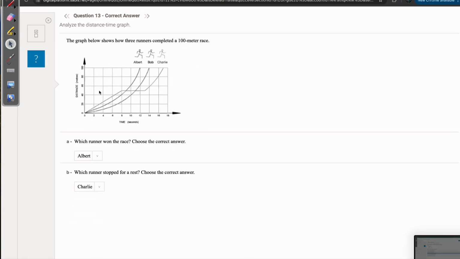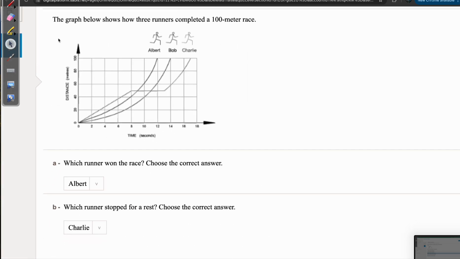Which runner stopped for a rest? To know which runner stopped for a rest, we're gonna need to find a horizontal line. Because again, as I said, if we find a horizontal line, that means the object stopped moving for some time, and then it depends on the graph if they continue or not. But as long as we find a horizontal line, we know that it's not moving, and we're just gonna connect it, and we figure out that Charlie is the one who stopped for a rest.